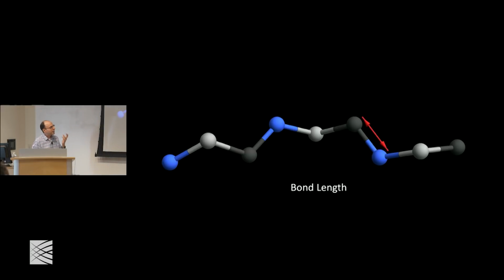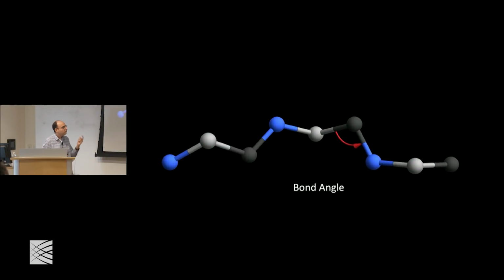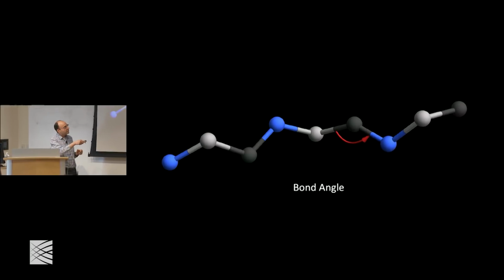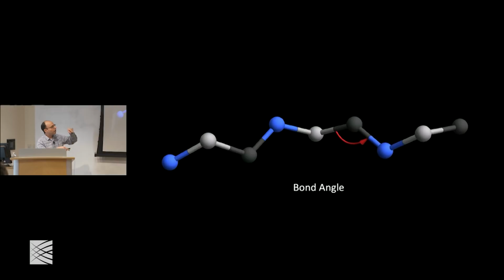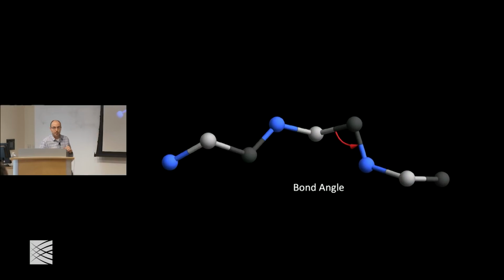Within these three, there's effectively three potential degrees of freedom. There's bond length, so how far apart are two atoms from one another. There's bond angle, so if you look at three consecutive atoms and look at the resulting plane, then the rotation within that plane is another potential degree of freedom.